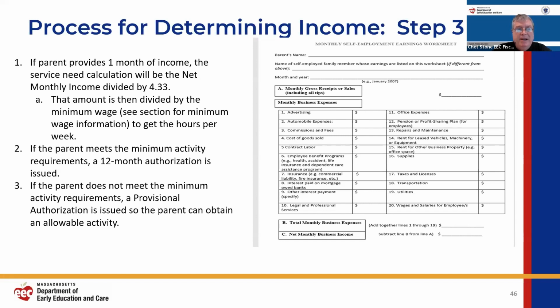If the parent meets the minimum activity requirement, a 12-month authorization is issued. If the parent does not meet the minimum activity requirement, a provisional authorization is issued so the parent can obtain an allowable activity during that time period. It's still provisional, still 26 weeks, and it's going to be going to 12. Any questions? That's kind of a big one. It's not a big change, but it's a big thing. If they meet the service need, they get the 12 months. If they don't meet the service need, give them the provisional.